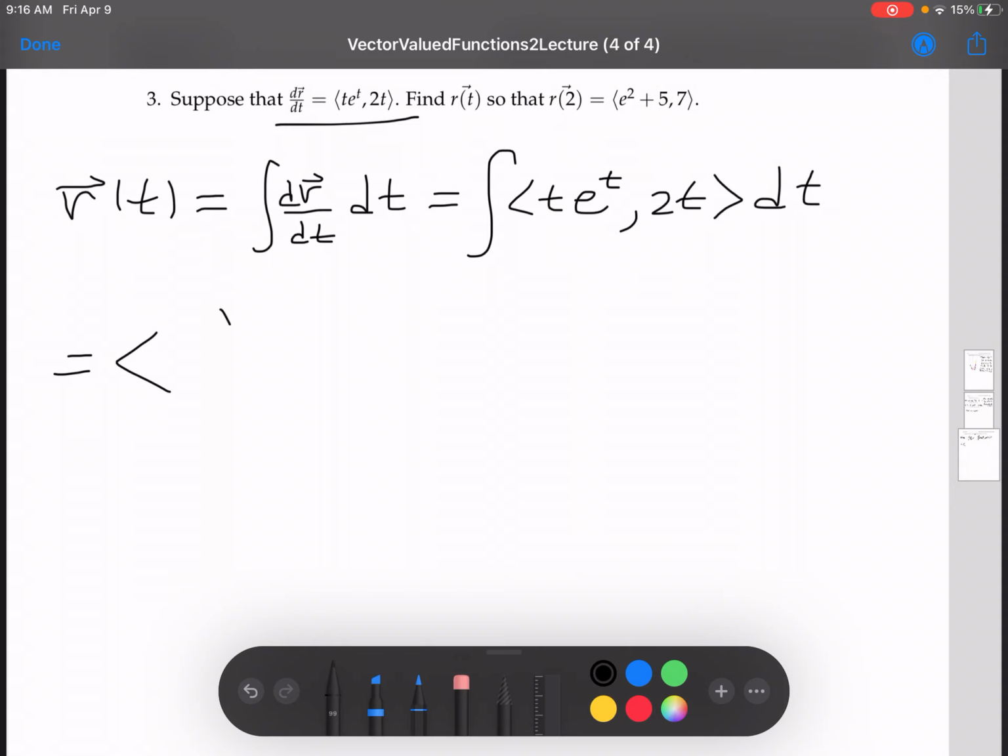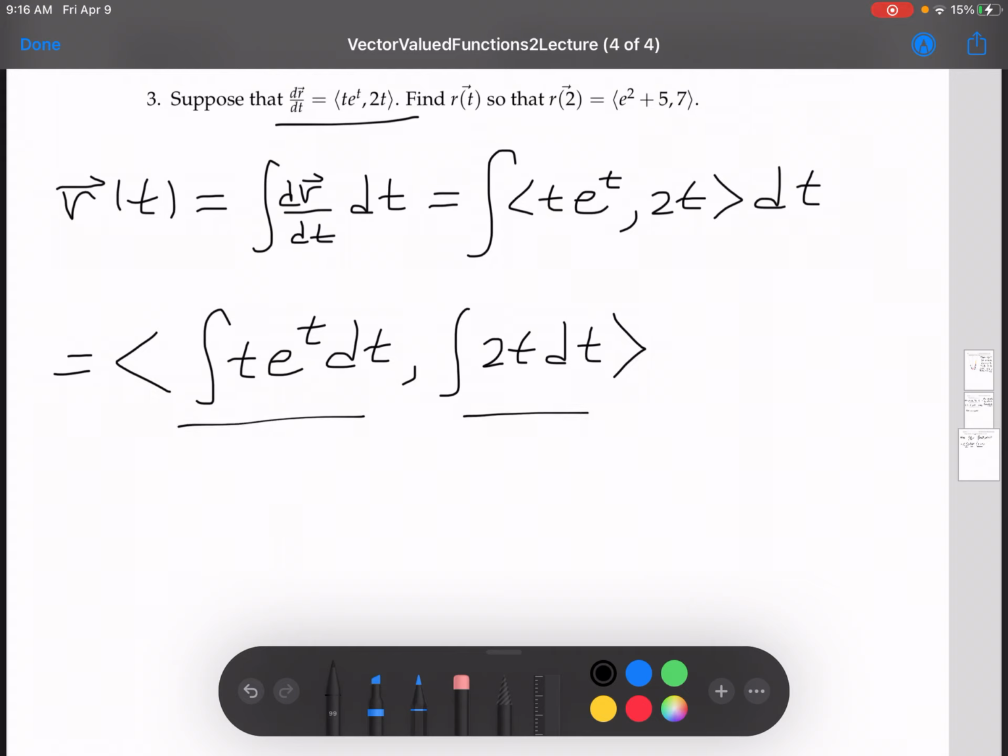So this is like so. And now we'll just find each of these antiderivatives individually using calc. This is a Calc 1 problem here. This is a Calc 2 problem. We'll use integration by parts. So let's start with the Calc 1 problem.